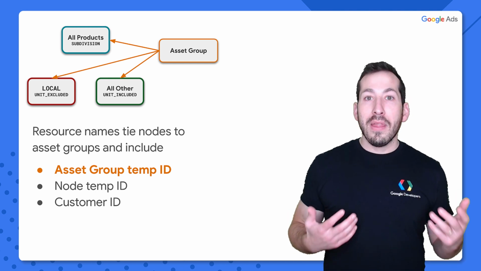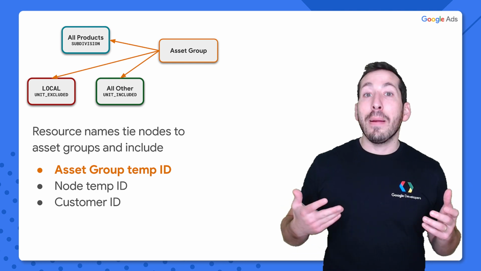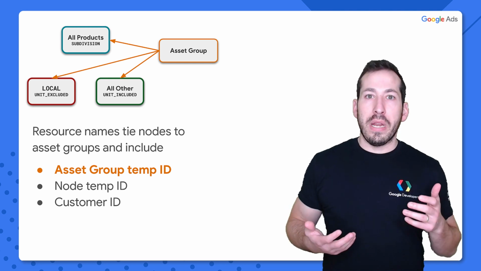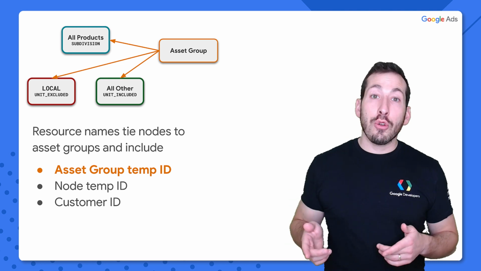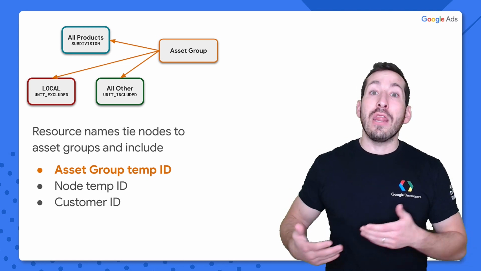And one of the common things I've done throughout this series is use arrows to indicate how temporary IDs are used to illustrate the relationship between entities. And as you can see, the arrow is pointing from the asset group to the nodes, meaning we use the temporary ID of the asset group in those nodes.